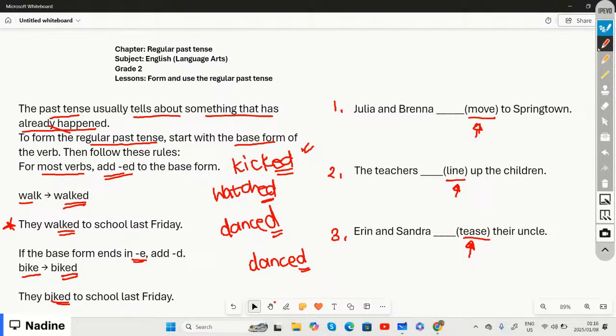And if we were to show the past tense form of the word move, then we can say Julia and Brenna moved to Springton. So now they move because it's in the present, but in the past they moved. And as you can see, we just added a D to that word because the word already ended with an E.